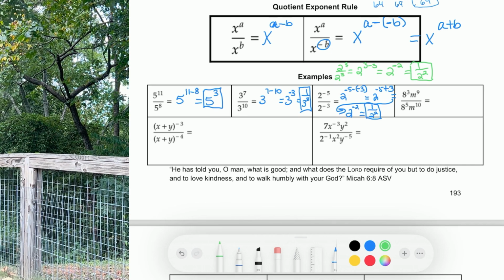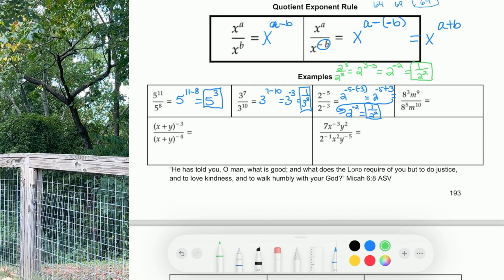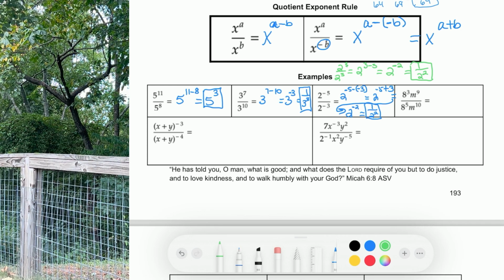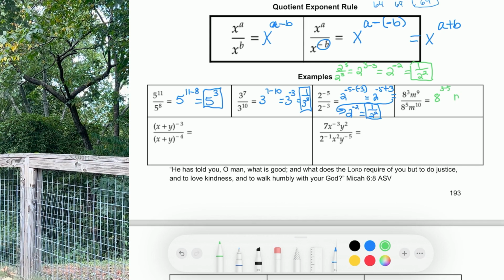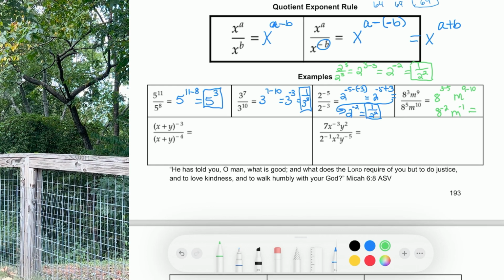Let's look at the next one. A to the 3rd, m to the 9th. 8 to the 5th, m to the 10th. Okay, so we've got 2 different bases going on here. We have 8s and we have m's, and we need to keep them together as far as their exponents being subtracted. So I'm going to say 8 to 3 minus 5, m to 9 minus 10. That's going to give me 8 to the negative 2, m to the negative 1. We ended up with 2 negative exponents, so we need to flip that. Both of them are going to move because both of them have that negative exponent. And we end up with 1 over 8 squared m.